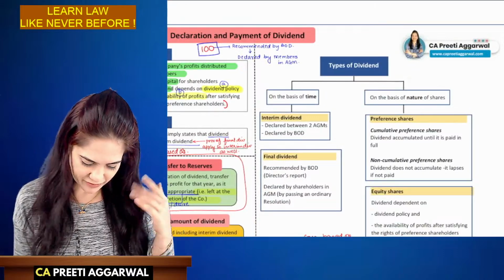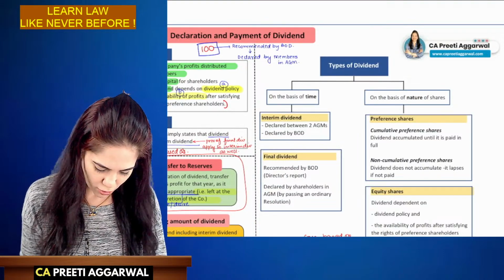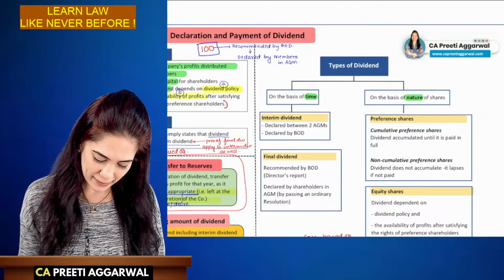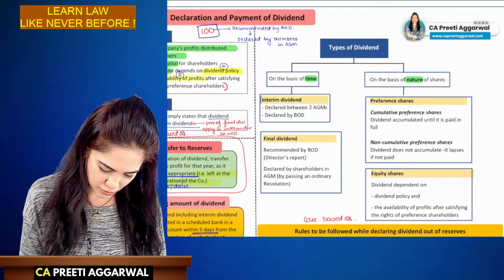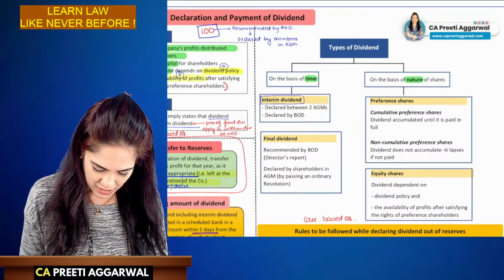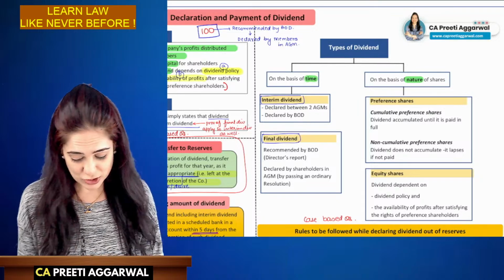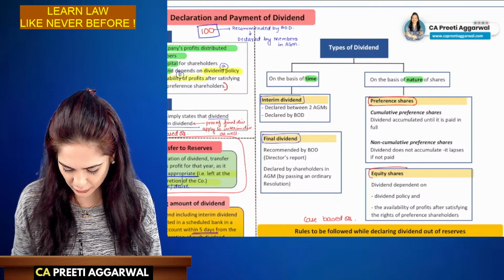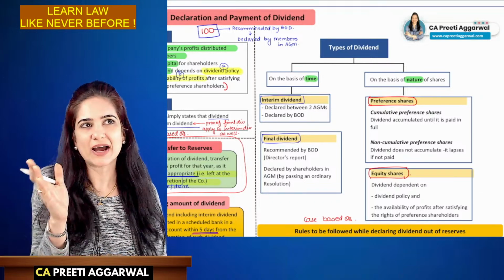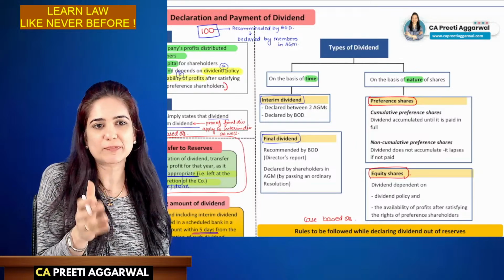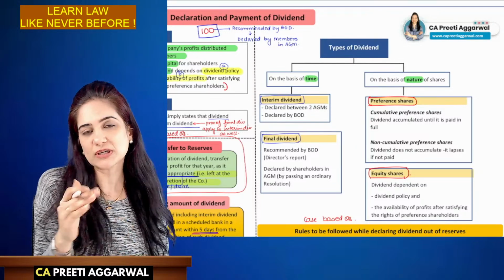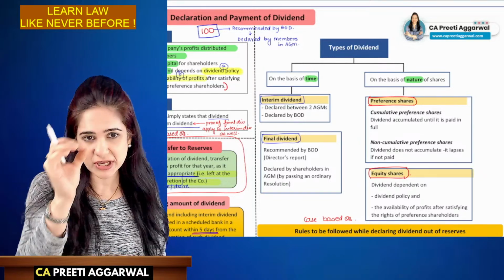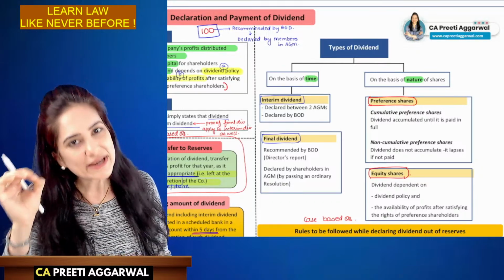What are the different types of dividend? Dividend is classified on the basis of time and on the basis of nature of shares. On the basis of time, it is classified as interim dividend and final dividend. On the basis of nature of shares, it is classified as preference share dividend or dividend on equity shares. Now, the Act is actually silent whether these provisions apply to dividend given to preference shareholders or equity shareholders. But after reading the provisions, we can conclude that the dividend being discussed is only for equity shareholders.